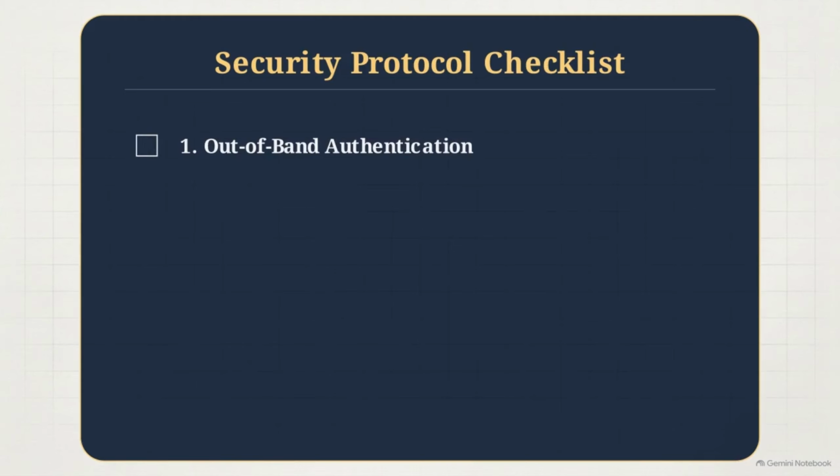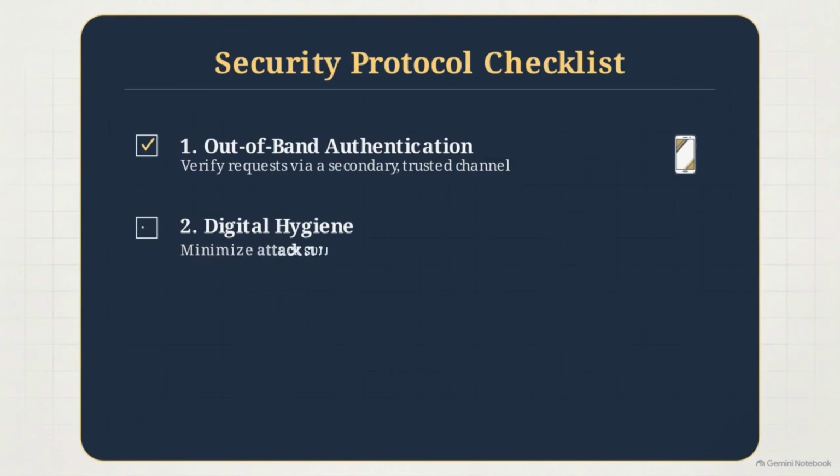Step 1 is out-of-band authentication. Before transferring any funds, you must verify suspicious requests through a secondary, trusted communication channel. Step 2 is maintaining digital hygiene. You minimize your personal attack surface by restricting public social media accounts. Less public data means less available training material for an attacker to clone your likeness.